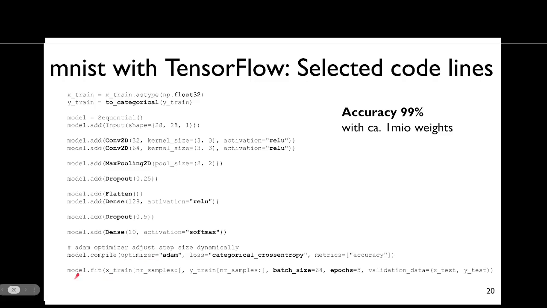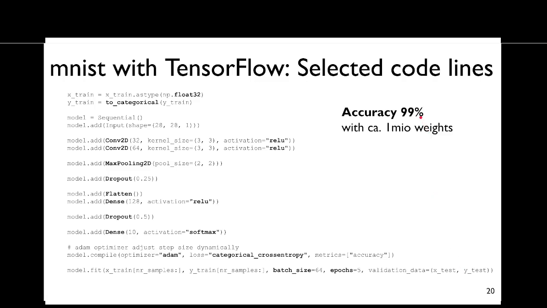And then finally, we apply the fit method, and that carries out the training. We provide here the training examples and the training labels. We say that batch size is 64, so after 64 examples, the weights are updated. We run it overall for 5 epochs, so through the different batches, we will iterate 5 times through all of the examples, and then we validate on the test data for X and Y.